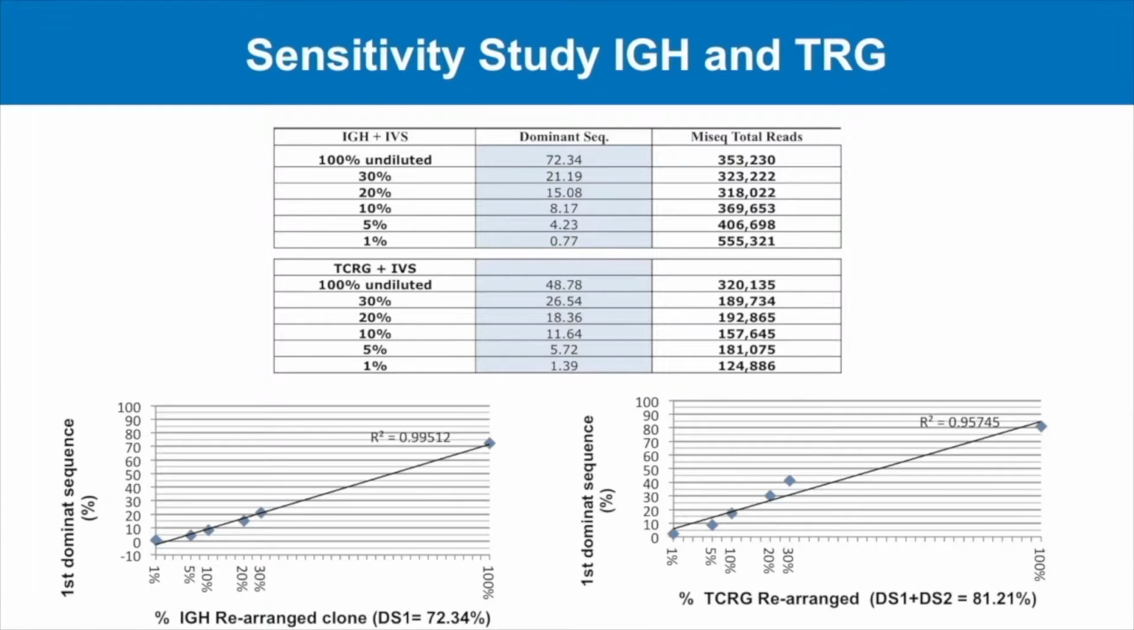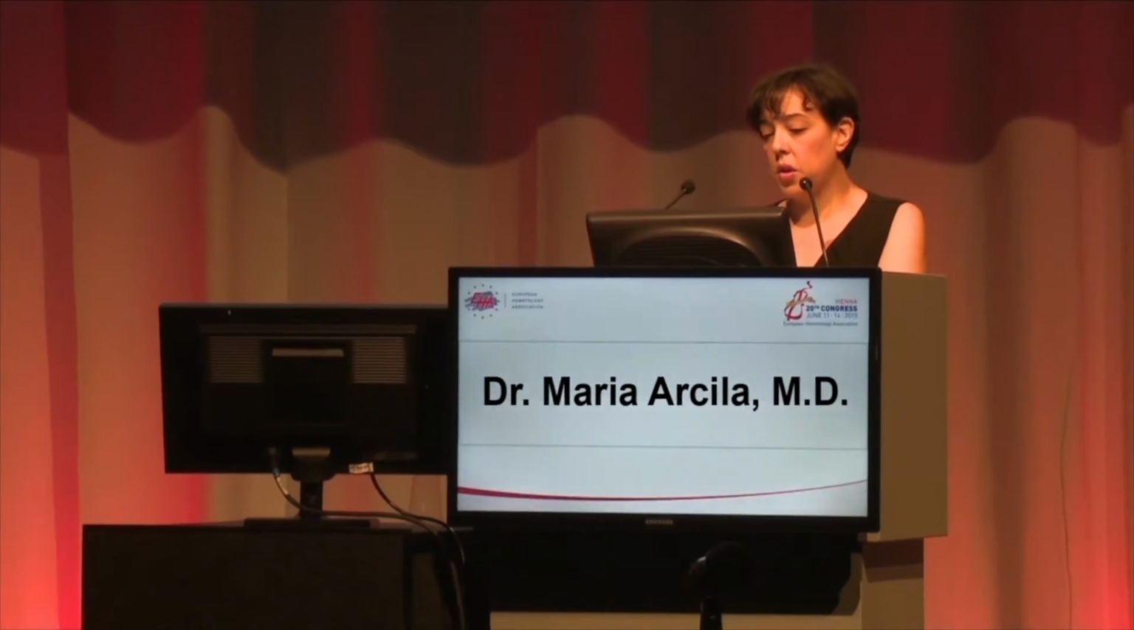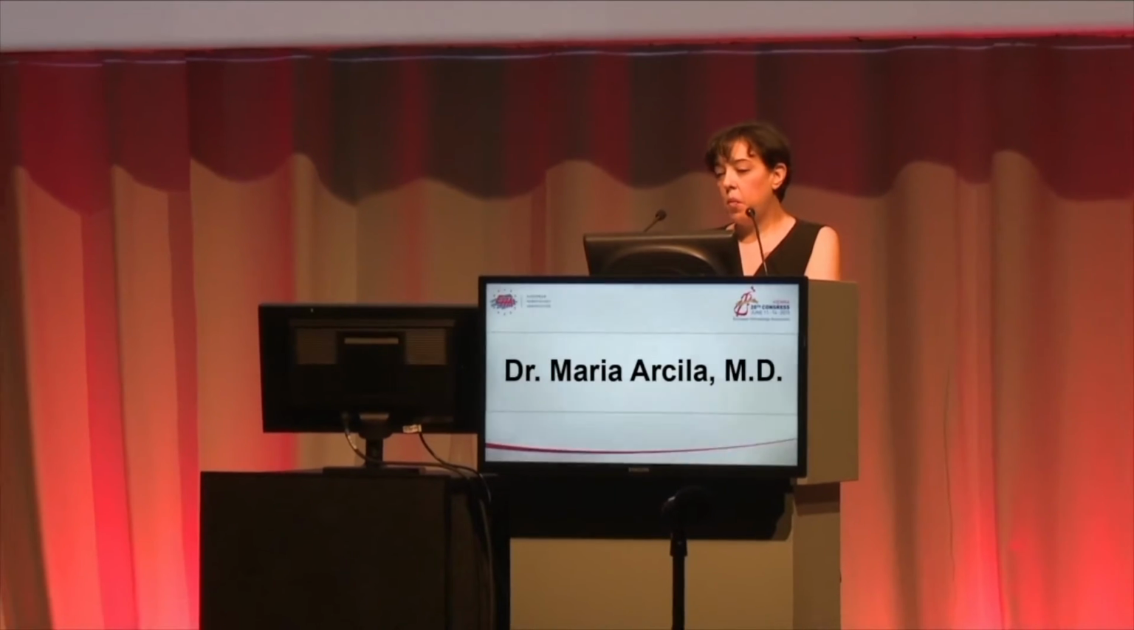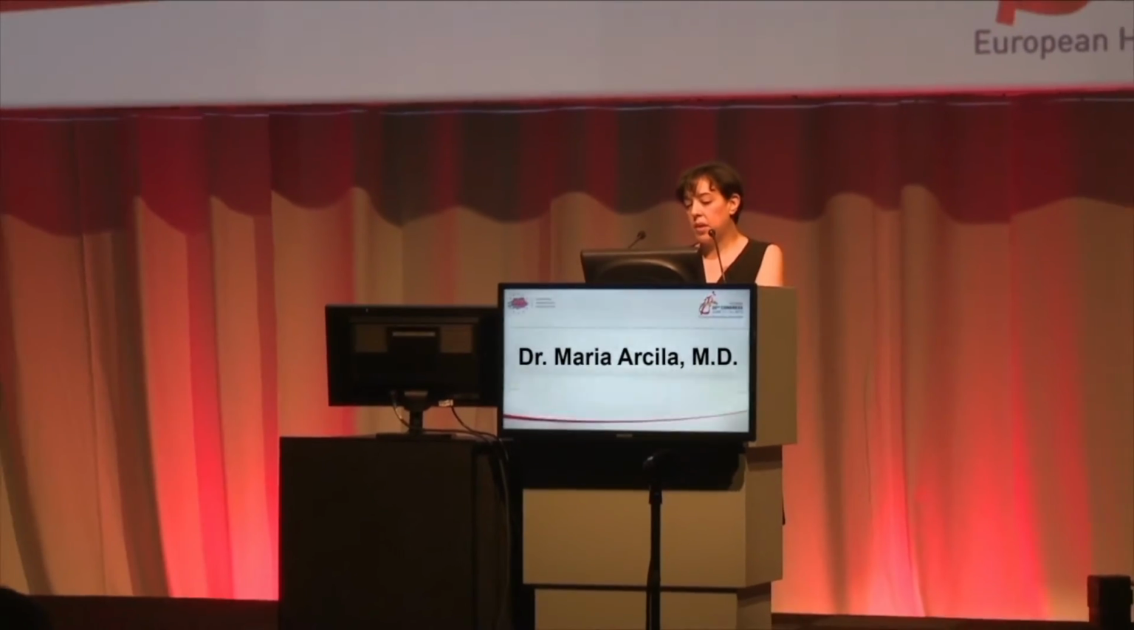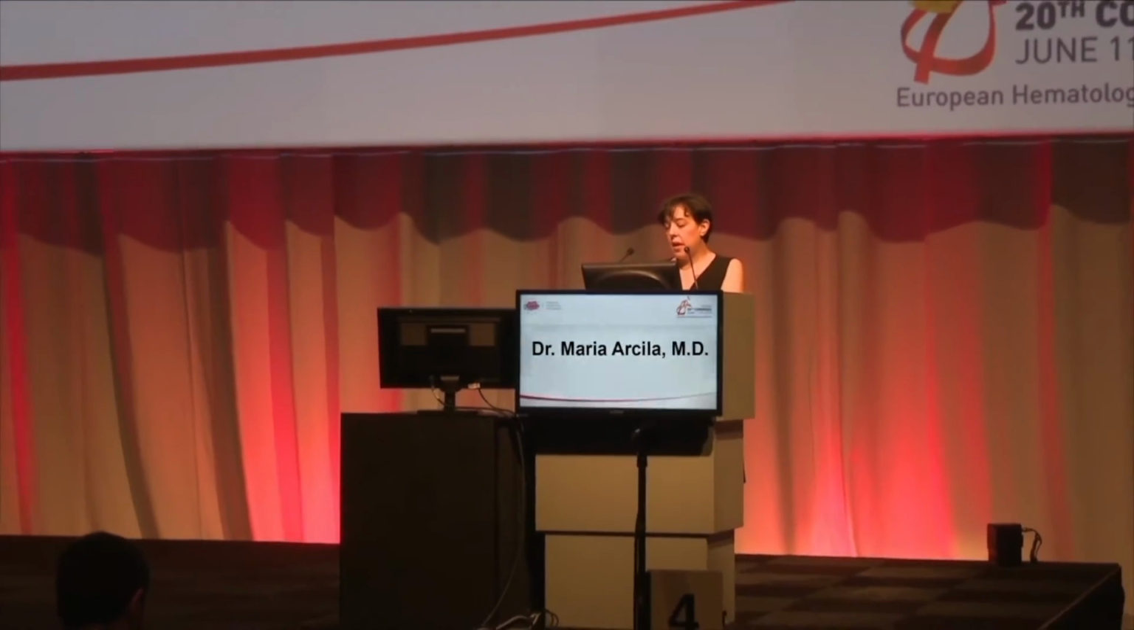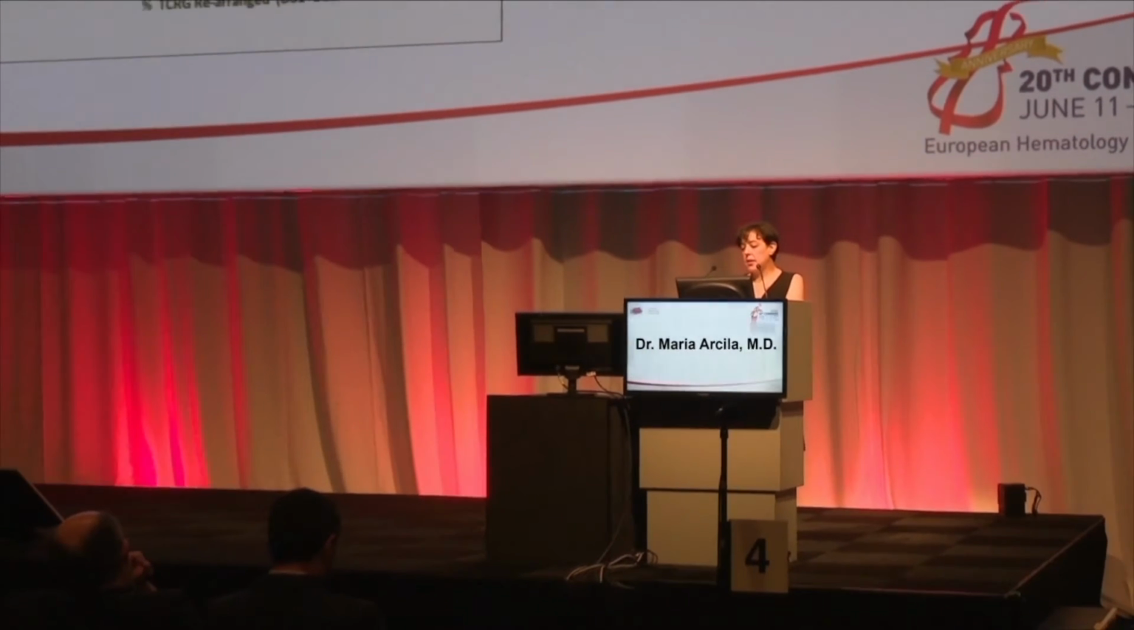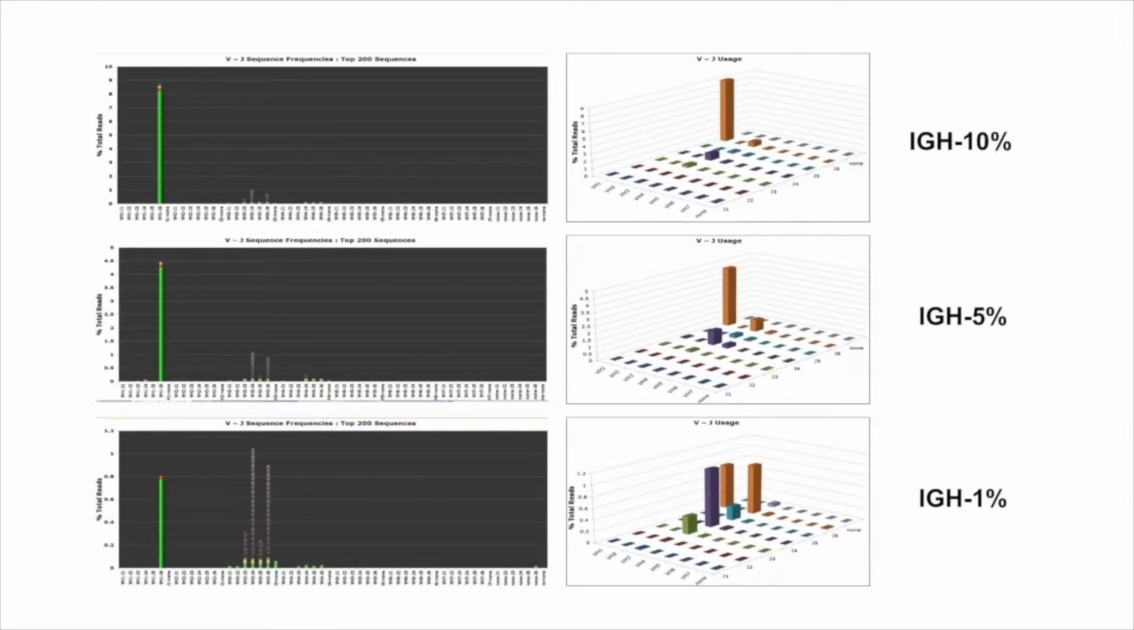So you can see here that the R values are very good. In terms of sensitivity, we can call a clone down to 1% in both the IGH and the TCR gamma assays. I want to show you some of the plots of how the sensitivity studies look. So here, for example, this is an IGH. The IGH sensitivity, you can see here at 10%. It's very easy to call this a clone, even though you start seeing this polyclonal background.